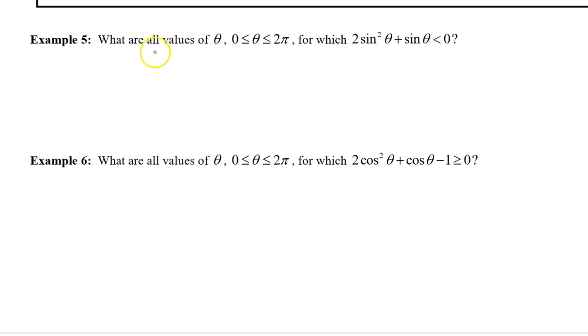For example 5, I'm going to show you how to solve a trigonometric inequality using a sign chart. First, make sure you have 0 on one side and call the other side f.